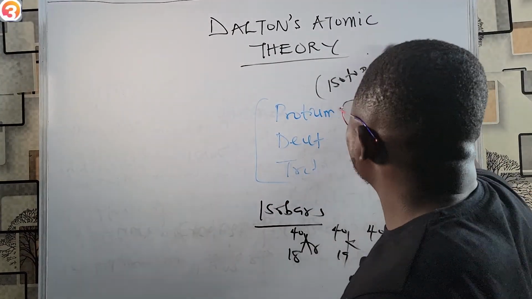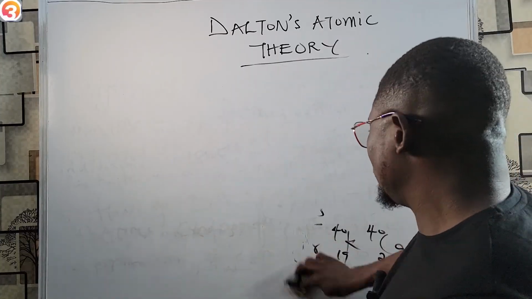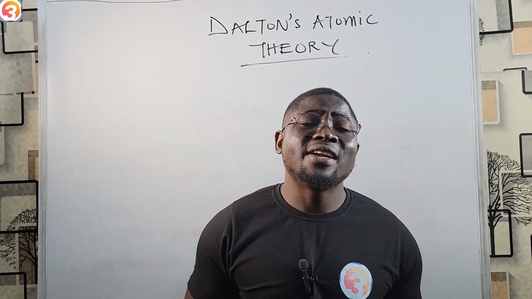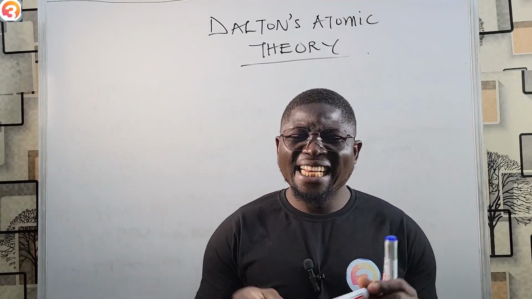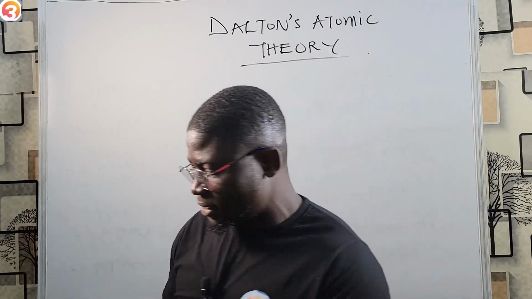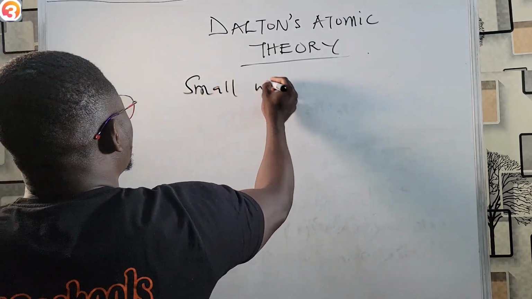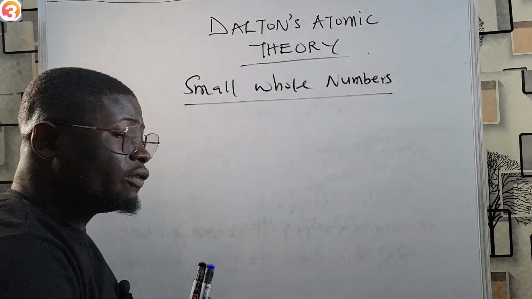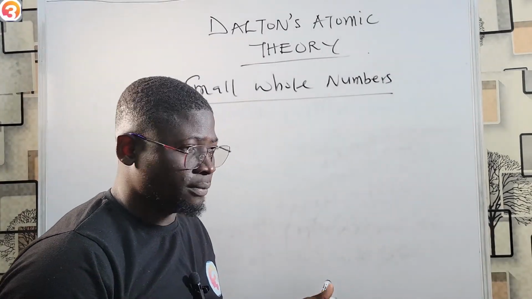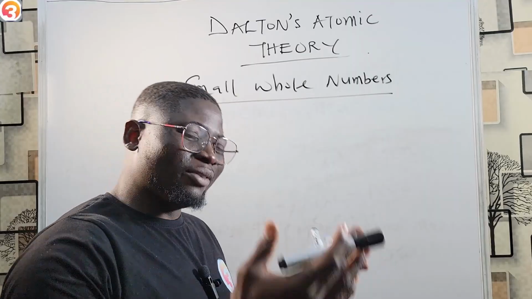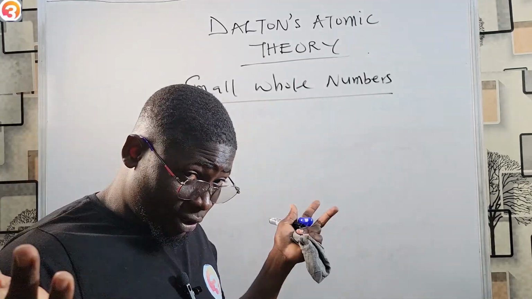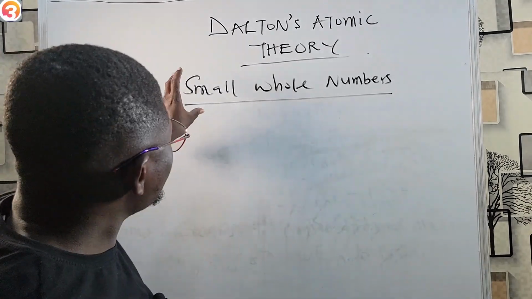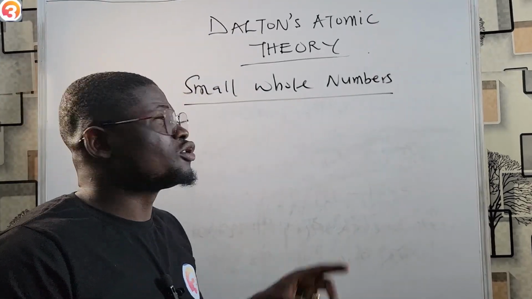Now that brings us to the last modification. John Dalton stated that atoms of different elements can combine in a fixed ratio of small whole numbers to form compounds. Isn't it? We remember quite well. So please go back to the video, know the theories in your head. They're very easy to understand. Then you can know the modification that we made to them. So he said atoms of different elements can combine in a fixed ratio of small whole numbers to form compounds.